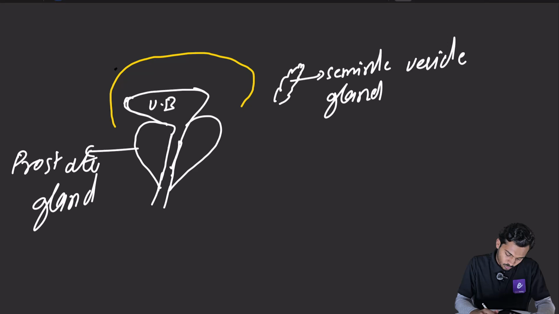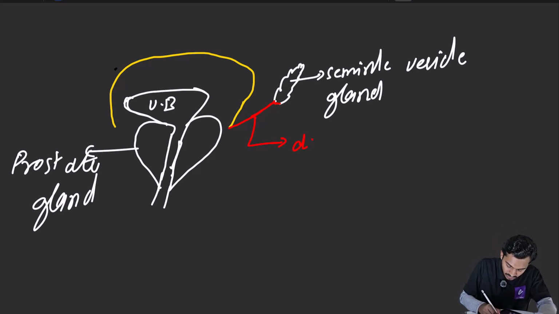अब क्या होगा दोस्तों? Now what happens, this seminal vesicle gland will give a duct like this. Now what happens? The vas deferens and the duct of the seminal vesicle gland. So this red color duct what you are seeing, this is the duct of the seminal vesicle gland. Okay. अब क्या होगा दोस्तों?